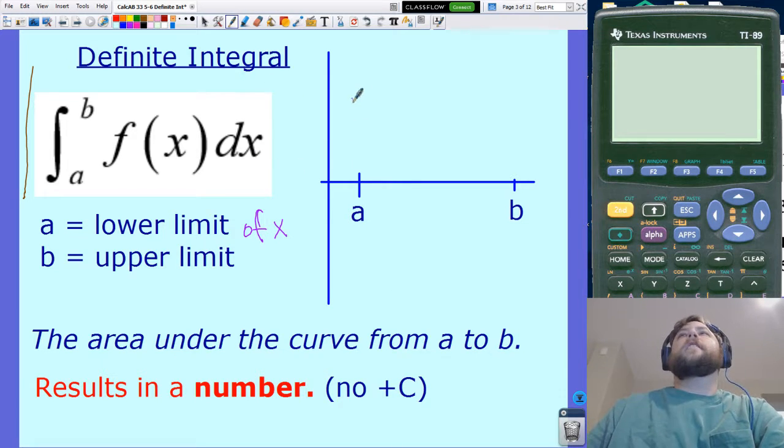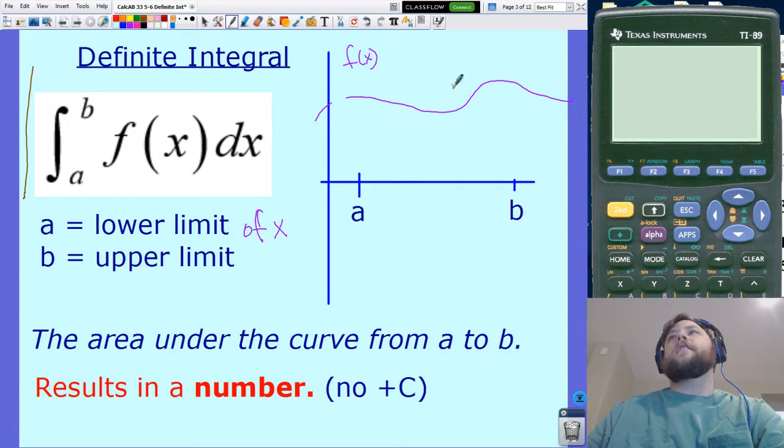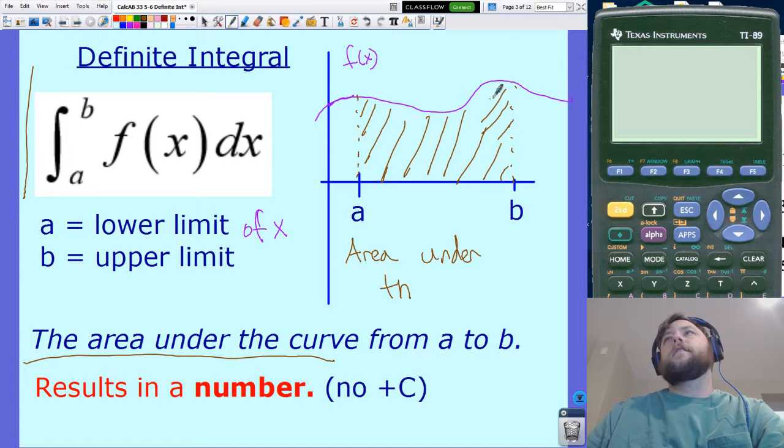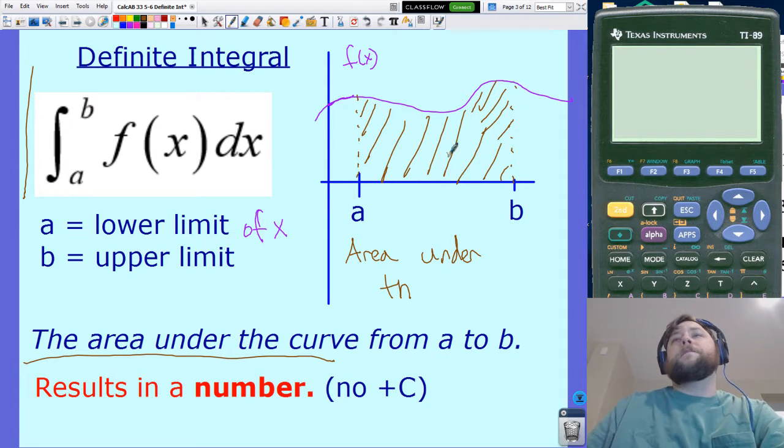Let's say I have this function f of x, and it kind of does this thing. Integration represents the area under the curve from a to b. If a is my lower value for x and b is my upper value for x, integrating gives me this area under the curve, just like that. So that's what it looks like.